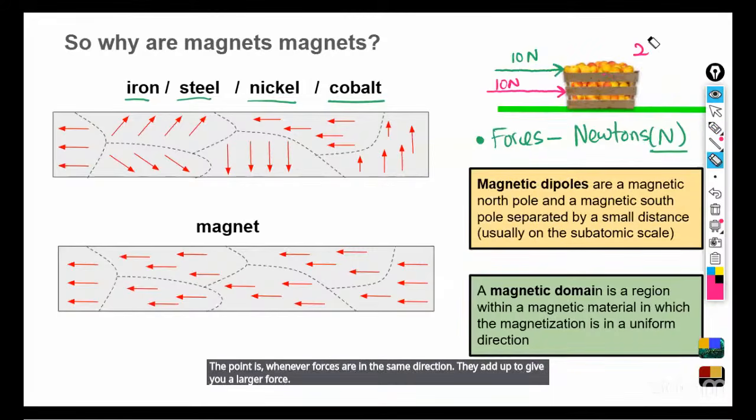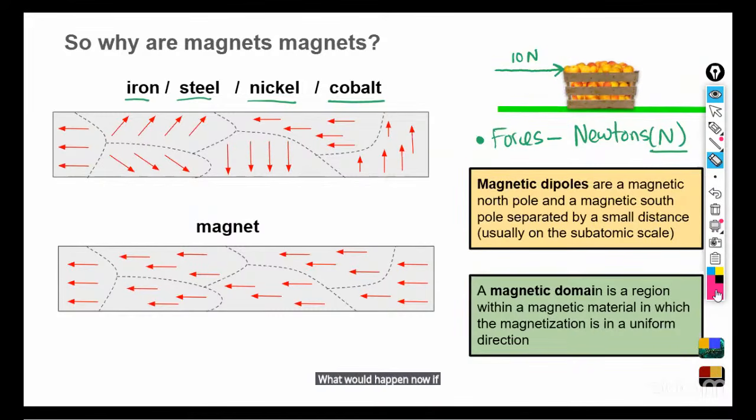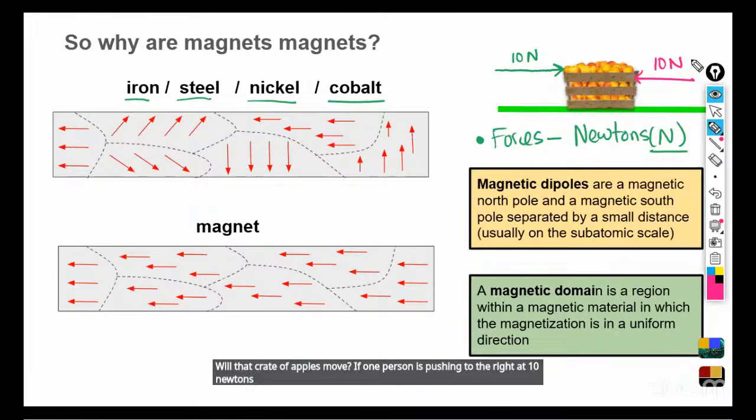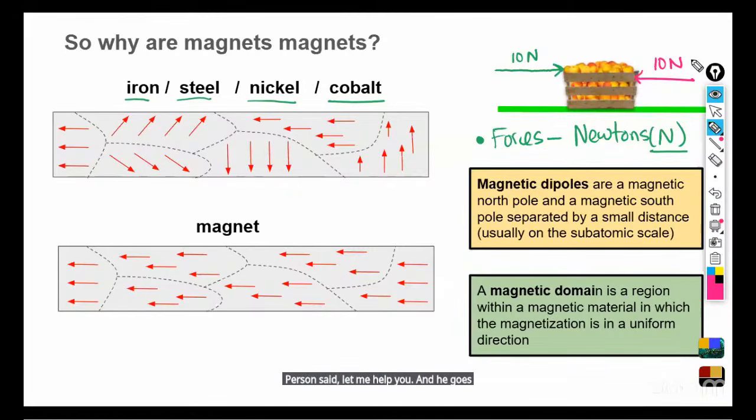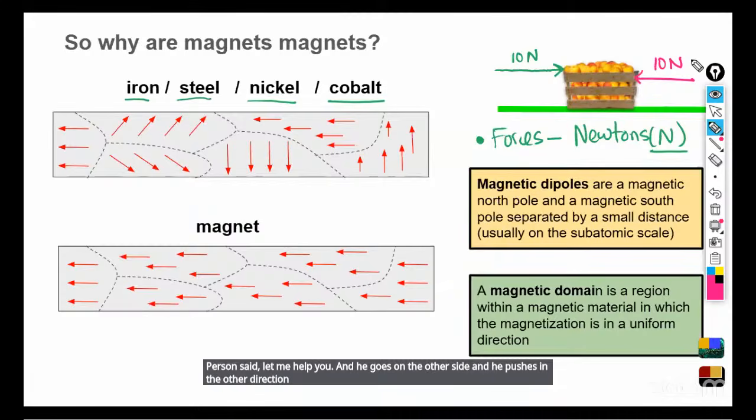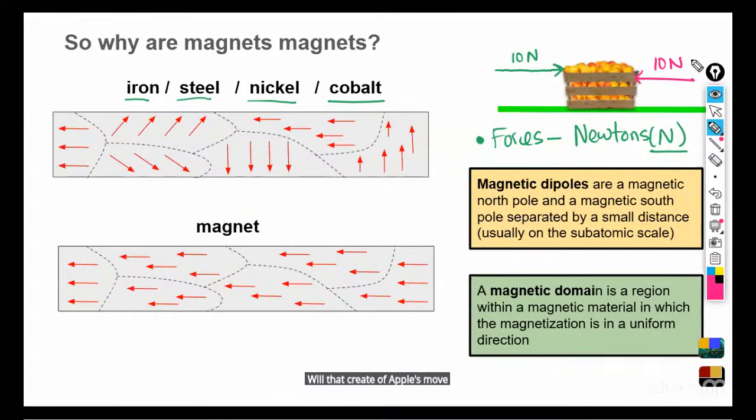But what would happen now if the second guy came and said, hey, I'm going to push in the opposite direction? Will that crate of apples move? If one person is pushing to the right at 10 newtons and some other person says, let me help you, and he goes on the other side and pushes in the other direction at exactly 10, will that crate of apples move? No. Won't the two forces cancel out to give you 0 newtons? In real life, the apple crate will not move.